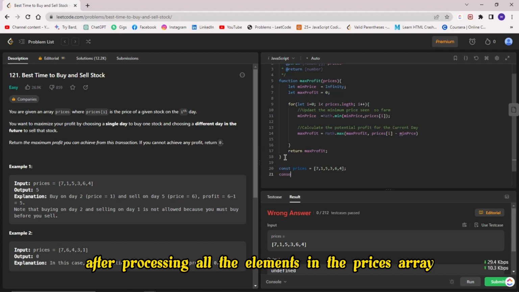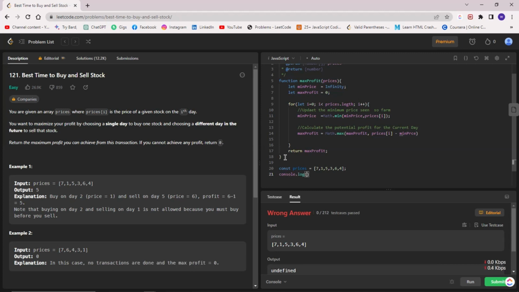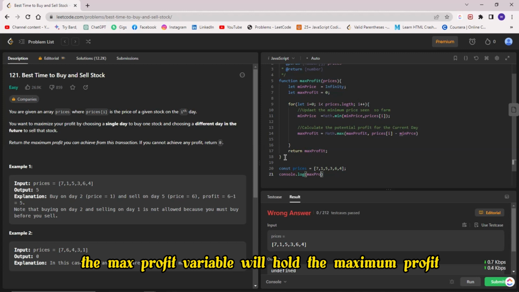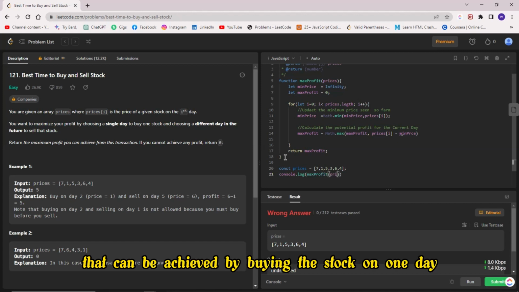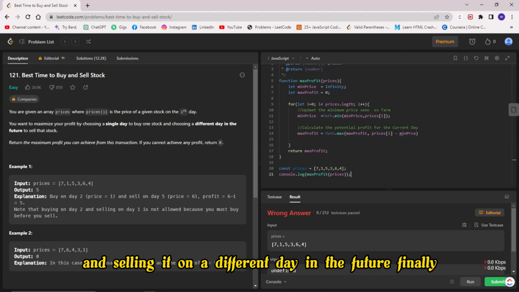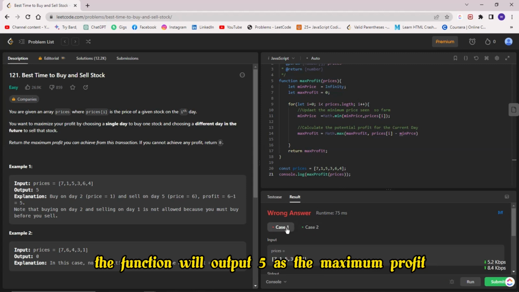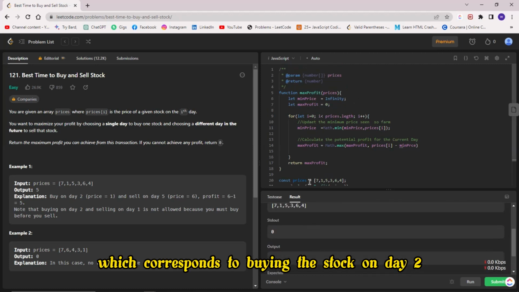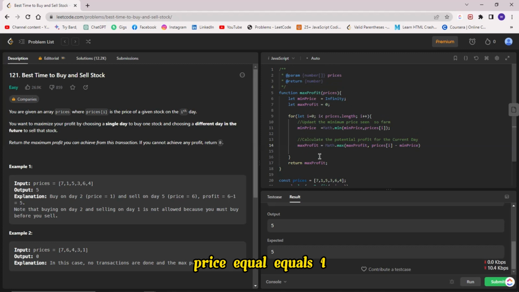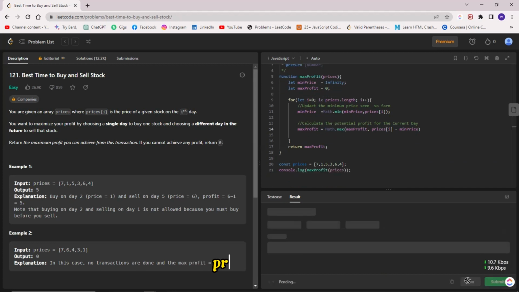After processing all the elements in the prices array, the maxProfit variable will hold the maximum profit that can be achieved by buying the stock on one day and selling it on a different day in the future. Finally, we return maxProfit as the output of the function. The function will output 5 as the maximum profit, which corresponds to buying the stock on day 2 (price = 1) and selling it on day 5 (price = 6), resulting in a profit of 6 minus 1 equals 5.